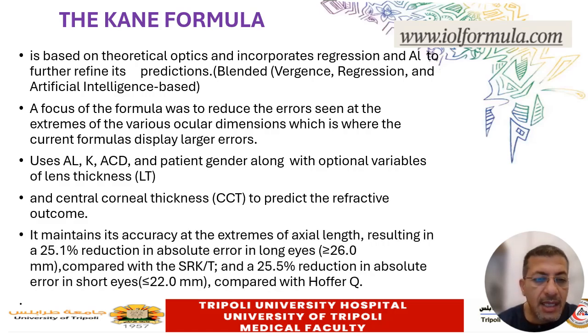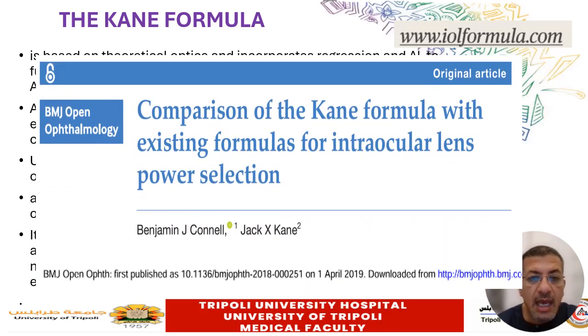And in one study, they compared it with the two famous formulae used in extreme eyes, that's the SRK/T and the Hoffer Q formula, and it shows a reduction of more than 25% of the absolute error in long eyes as compared to the SRK/T formula. So the Kane formula is very famous in this regard. And this is a study done by Benjamin and Jack Kane to show that the Kane formula is very useful, especially in long eyes.